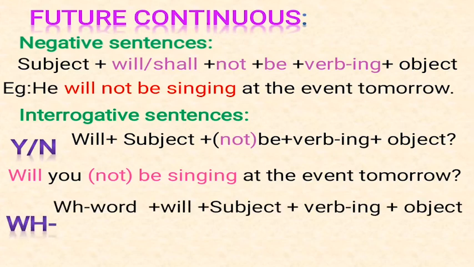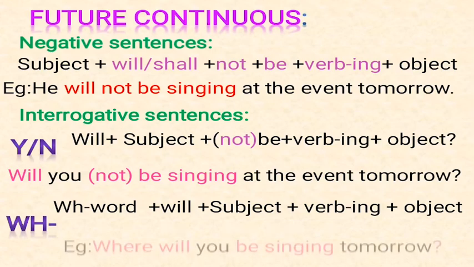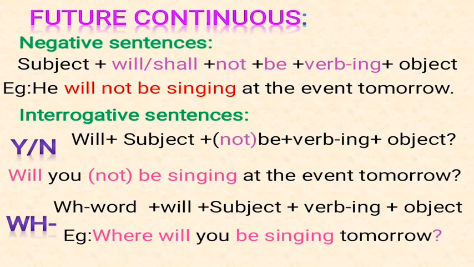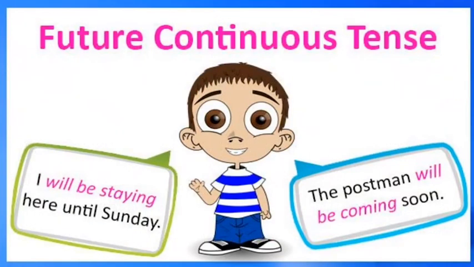Now we'll talk about the WH interrogative sentence. WH word plus will plus subject plus be plus verb in the ing form plus object. Example, where will you be singing tomorrow? So after we have learnt the structure, it's very clear in which conditions we use future continuous tense, and what is the structure of future continuous tense for an affirmative, negative, and also an interrogative sentence.